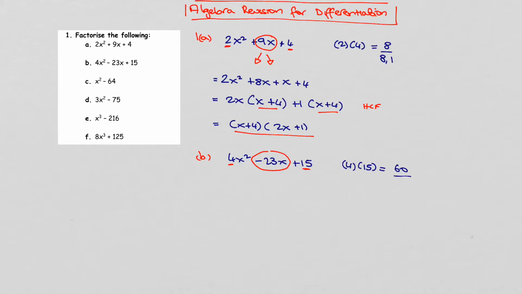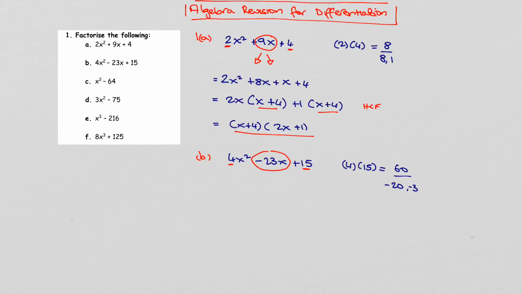Of course you can have 6 times 10 and 5 times 12, but I want to get 23. So I can see that 20 times 3 will give me 60, and 20 and 3 will add to give me 23. But of course it has to add to give me minus 23, so it must be minus 20 and minus 3. I then have to check: do they multiply to give me plus 60? Minus 20 times minus 3 gives me plus 60.